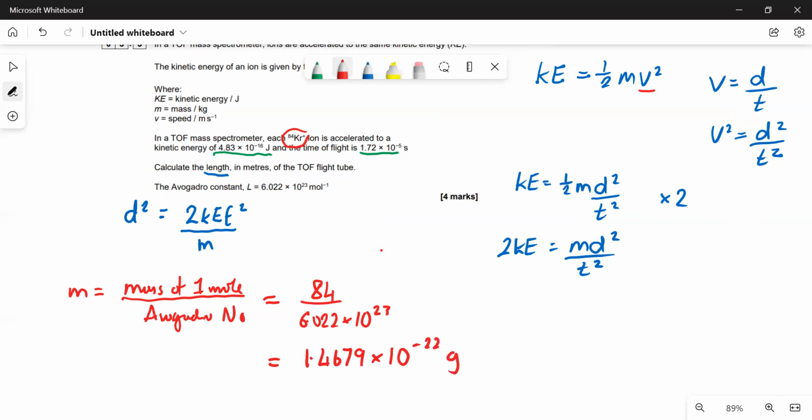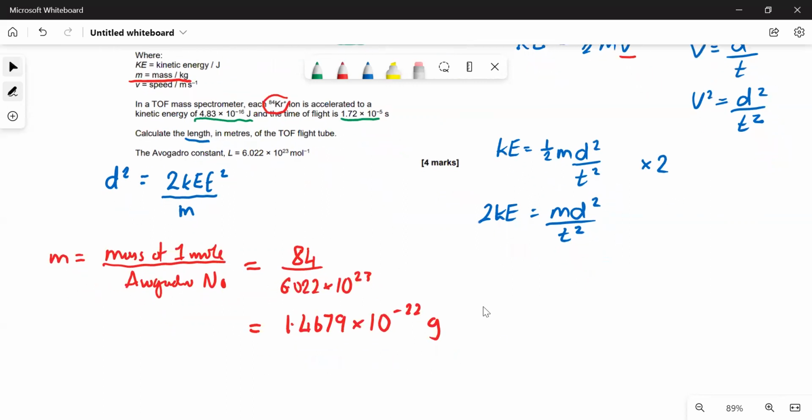Okay, but in this equation here, unusually for chemistry, we need to have our mass in kilograms, not in grams. So we've got to convert that to kilograms, so divide it by 1,000. So divided by 1,000, that's 1.4679 times 10 to the minus 24 kilograms. Okay, now we are ready to put all our numbers into this equation here.